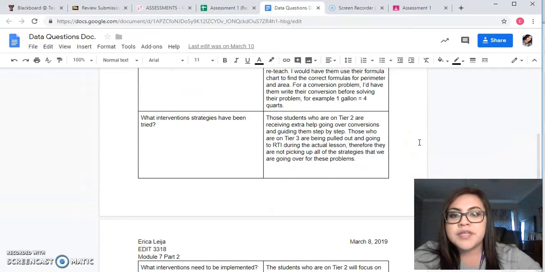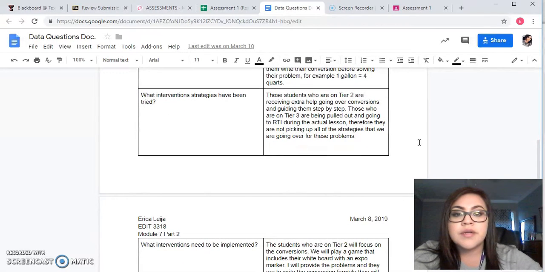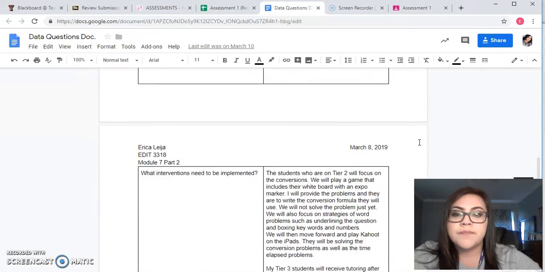What intervention strategies have been tried? Those students who are on Tier 2 are receiving extra help going over conversions and guiding them step by step. Those who are on Tier 3 are being pulled out and going on RTI during the actual lesson. Therefore, they are not picking up all the strategies that are going over for these problems.